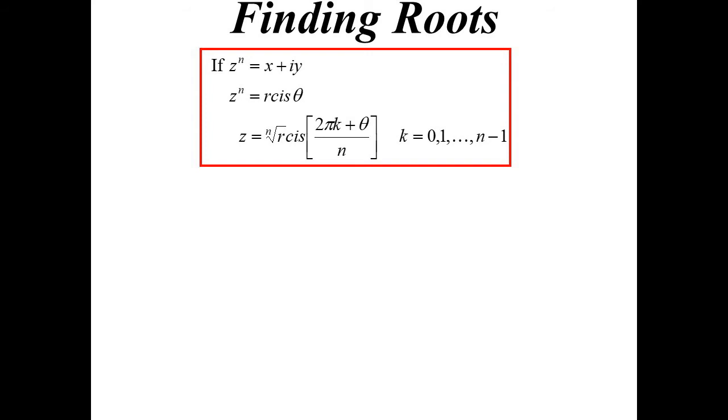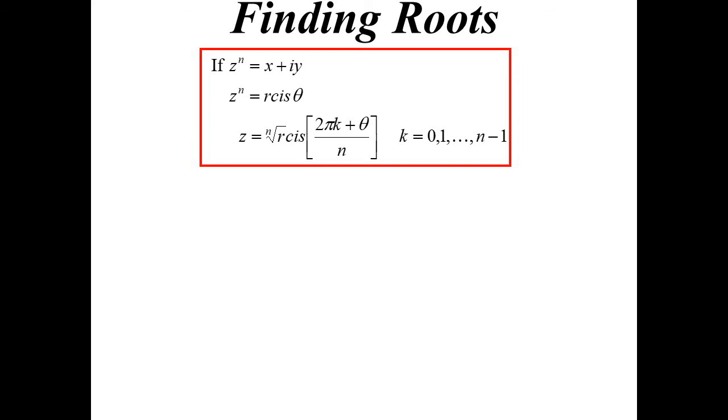Now of course roots will have many answers. So what we do is we say, sure, that would be one answer, but I could keep going around the circle. Now we don't add the 2 pi to the theta on n. We add it to the theta first, then divide by n. And however many times we need to go to get the number of solutions we need.